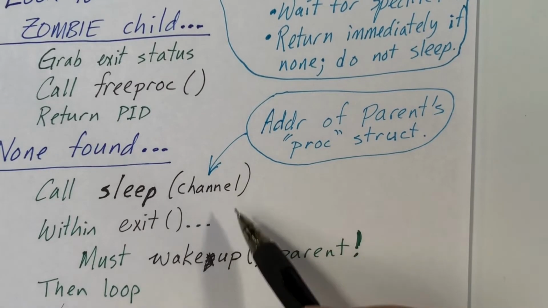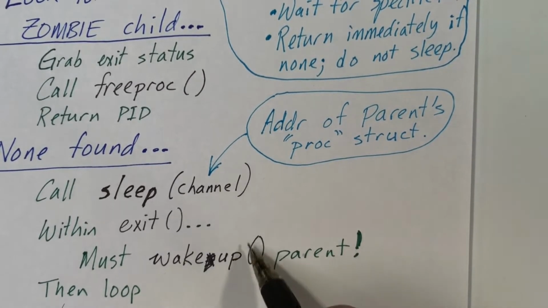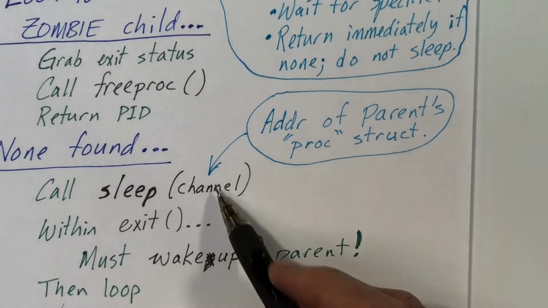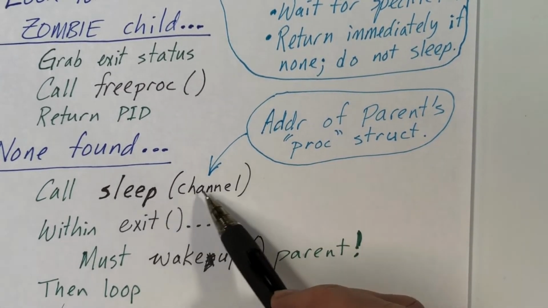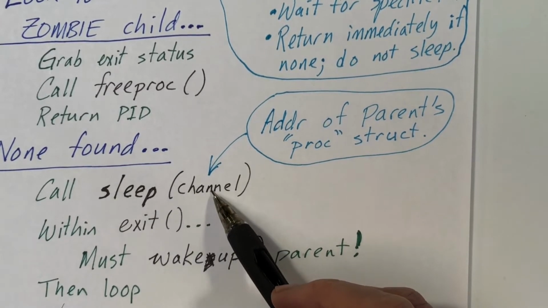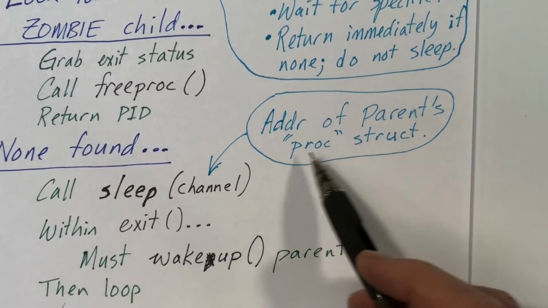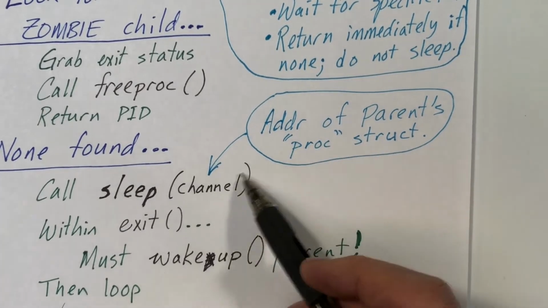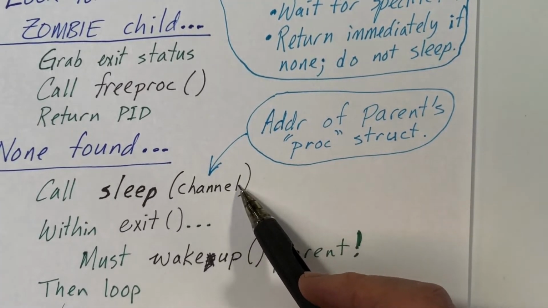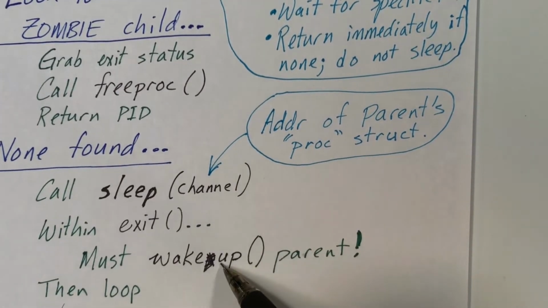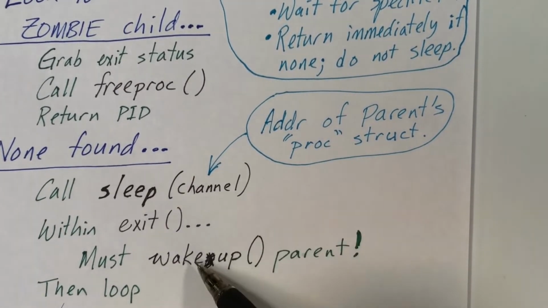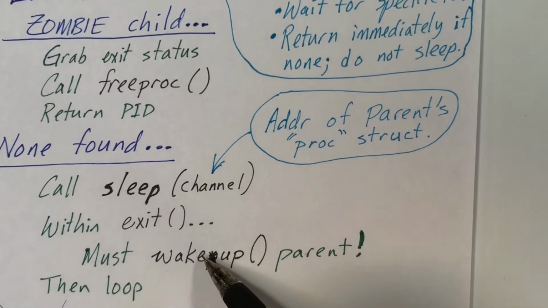So which processes should a wake up call awaken? Well, that's determined by whichever channel is passed to the wake up call. And for this application, we use the address of the parent's proc structure as the code, or the number, if you will, that is passed to the sleep. So this wake up will only wake up the parent process. It won't wake up any other processes.